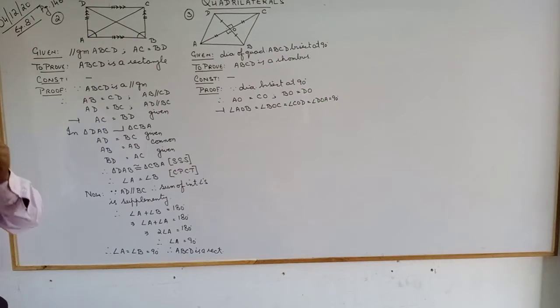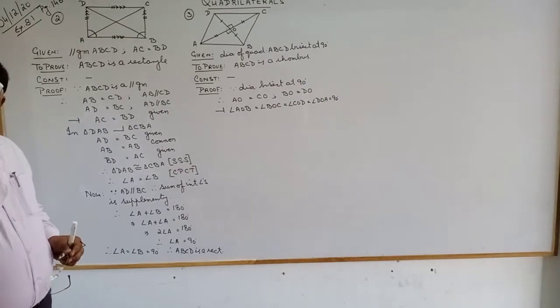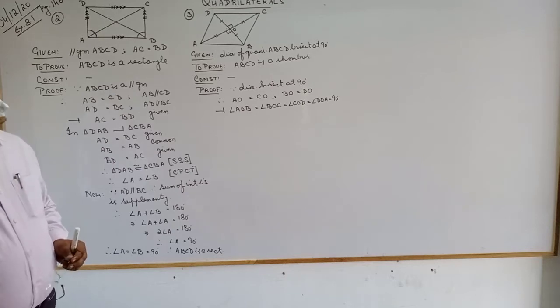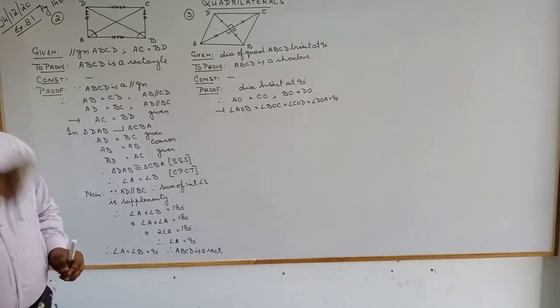Now what do we need to prove? We need to prove that it is a rhombus. What are the properties of a rhombus? In a rhombus, adjacent sides are equal. Isn't it? Adjacent sides are equal. Can we prove the adjacent sides equal? Simple.